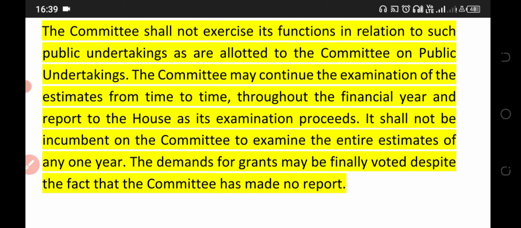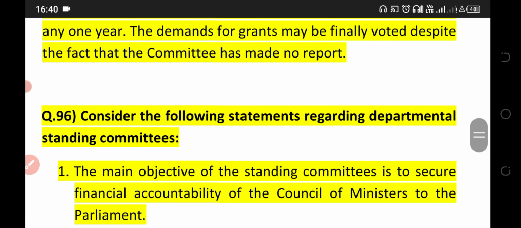The committee shall not exercise its functions in relation to such public undertakings as are allotted to the Committee on Public Undertakings. The committee may continue the examination of the estimates from time to time throughout the financial year and report to the House as its examination proceeds. It shall not be incumbent on the committee to examine the entire estimate of any one year. The demands for grants may be finally voted despite the fact that the committee has made no report.